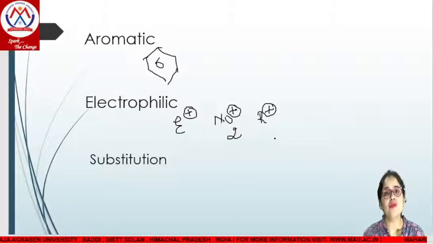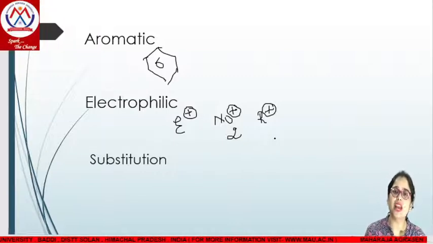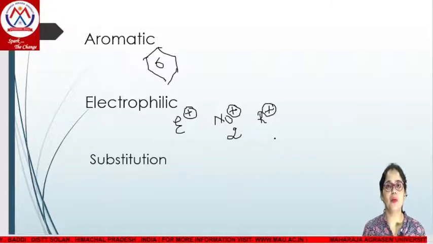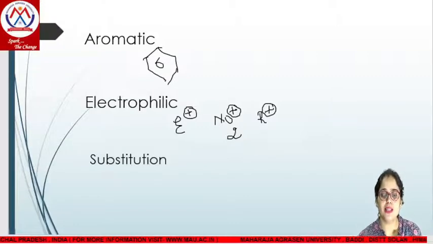And the last word which you can see on this slide is substitution. Substitution refers to replacement of one entity with another. So if I talk about these three words together, aromatic electrophilic substitution, it means that we need to substitute a hydrogen atom, let us say on a benzene ring, with some electrophile, right? So let us continue further.